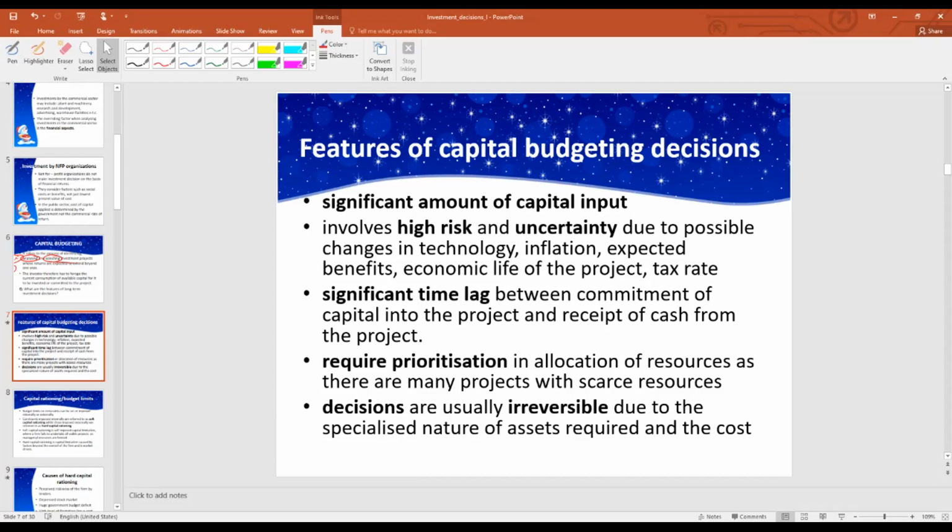So generally, capital projects to an enterprise are going to involve huge capital commitments on the side of the company. And that's why it warrants extra attention compared to the revenue expenditure. The initial capital required is quite significant, most of the time.